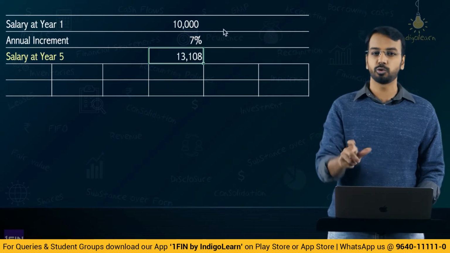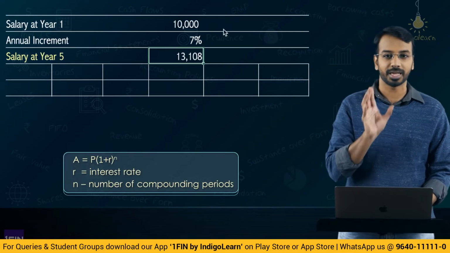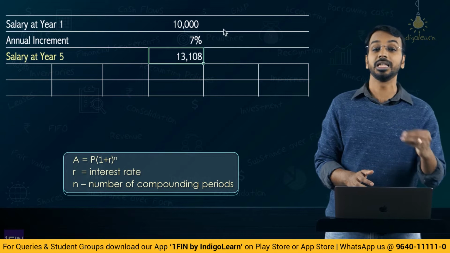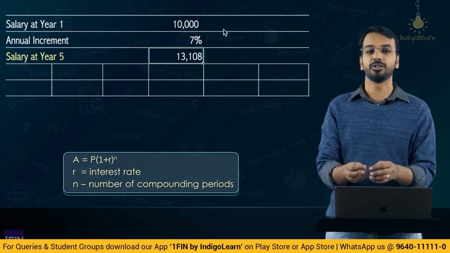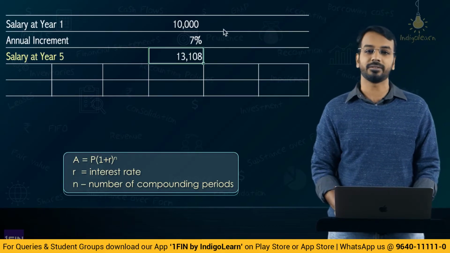This is nothing but your future value formula. Future value, or amount, is equal to present value multiplied by (1 plus r) to the power of n, right. Now, I do not expect at a CA final level that you calculate it on a yearly basis, 10,000 for year 1, then 10,700 for year 2, then on 10,700 add 7%, don't do that. You can directly use this formula and arrive at the amount.